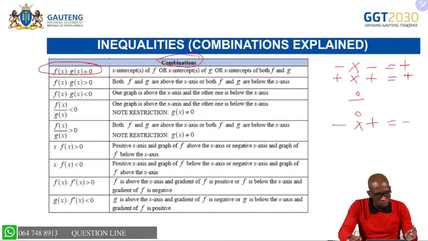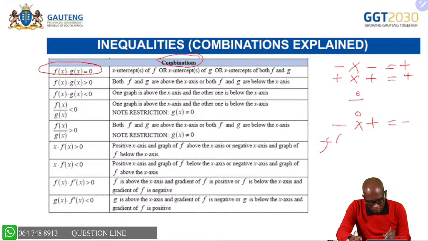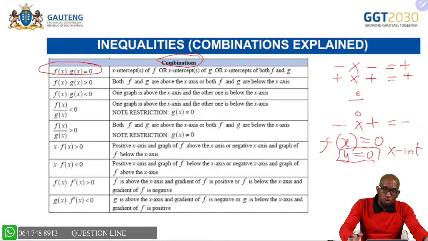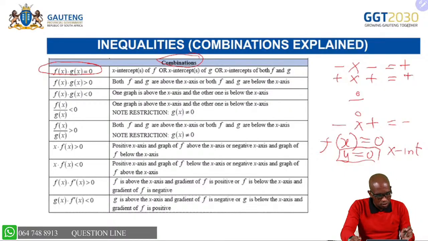Remember, by f of x is equal to 0, we mean y is equal to 0, and for y equal to 0, this would be your x-intercept. So basically, your point of reference with combinations should be the x-intercept of one of the functions or both of them. So this means the x-intercept of f, or the x-intercept of g, or the x-intercept of both f and g. That is the point of reference.